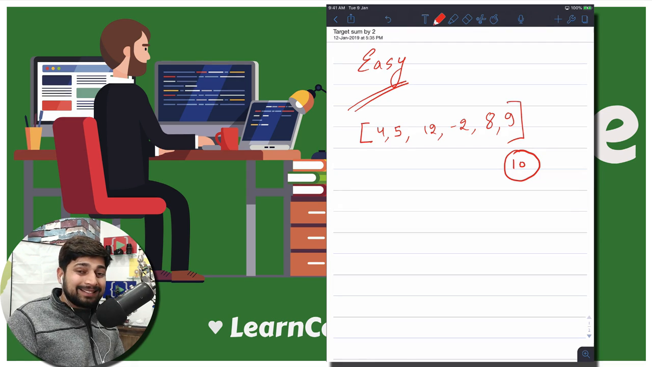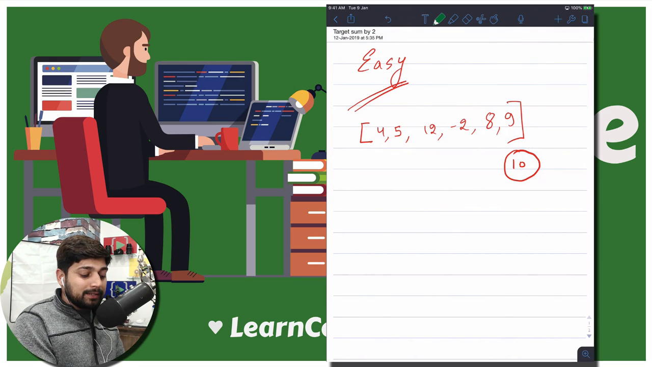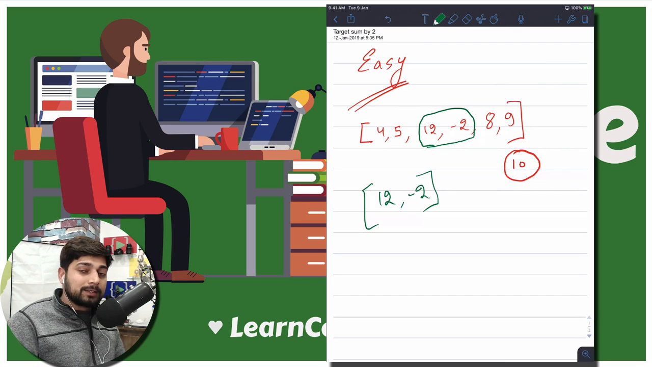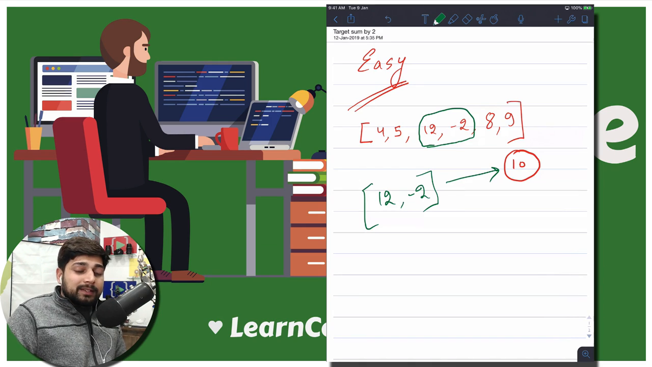Okay, now in this case, it is pretty easy. If I just change color here, I can see that these are the two numbers that I can pick up here. So 12 and minus 2. So I have to return an array which consists of these two numbers, which when summed together are equal to this target number, which is 10. Again, I can put up a lot of stories with this one. I don't want to really do that, but this is here. Now, this is your challenge.